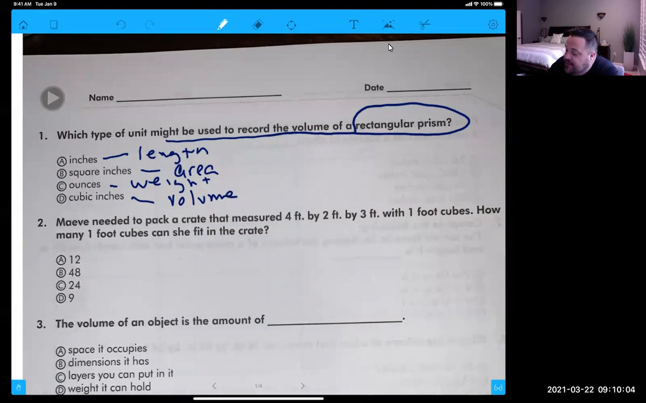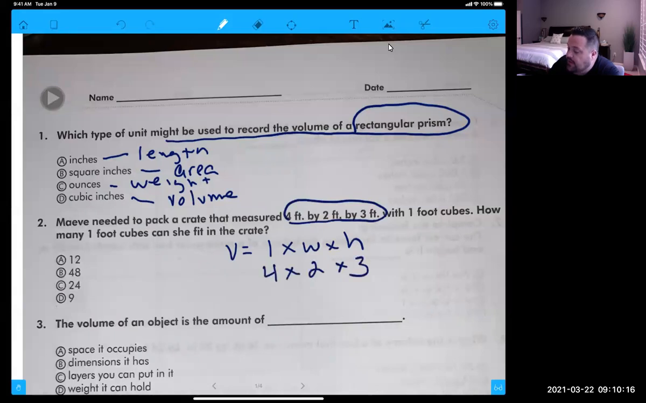Okay, we have done this year to figure out some of our other problems, but volume equals length times width times the height, right? So when they give you 4 by 2 by 3, that's 4 times 2 times 3. 4 and 2 is 8 times 3 equals 24. And you just got to know the formula, right? Because your answer would be C.